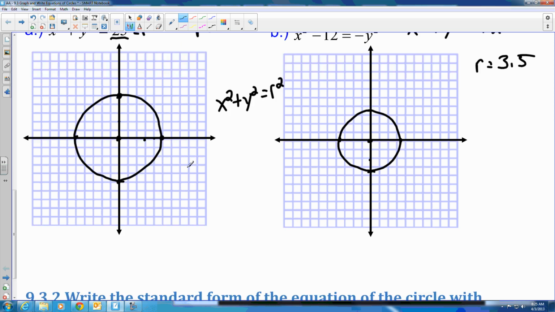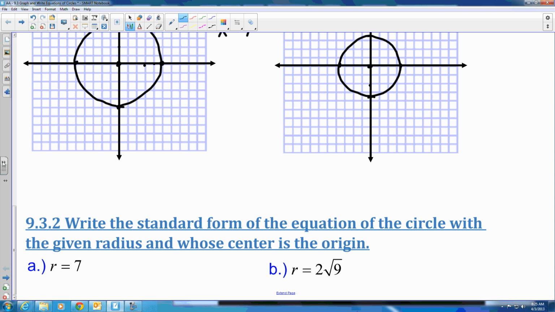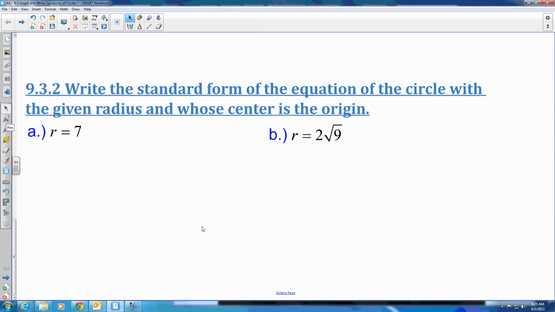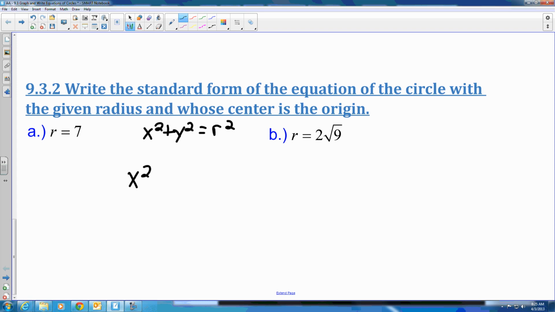Okay. Last thing we're going to do, I'm going to give myself some more room, is I want to be able to write the standard form of the equation of a circle with the given radius and assuming that the center is at the origin. So I'm still going to use my x squared plus y squared equals r squared equation. Knowing that r is 7, I square 7, and it's going to be x squared plus y squared equals 49.